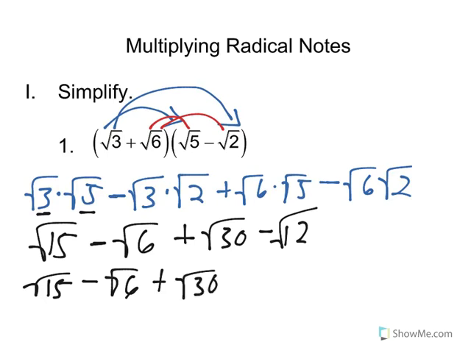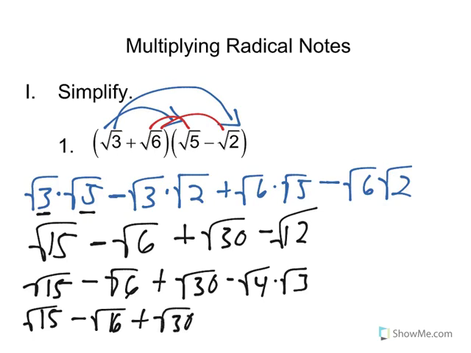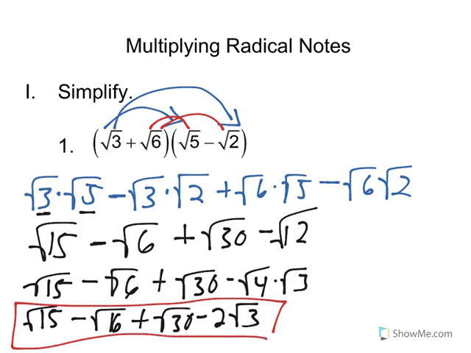But square root of 12 does break down, so we would do the square root of 4 times the square root of 3. And then we would simplify that part, so I'm going to leave all the rest of it. And so square root of 4 is 2, so I get minus 2 square roots of 3. And I can't simplify any further than that. None of these have the same radicals, so I just leave it as this whole statement.